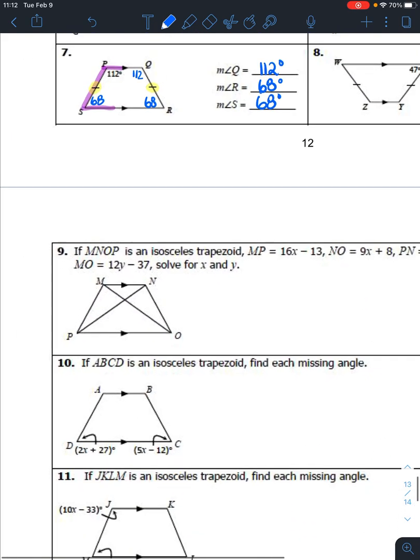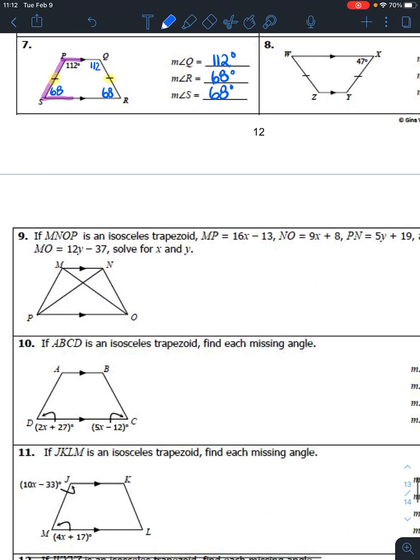So number 9. Number 9 says MNOP is an isosceles trapezoid. As soon as you read that, go in and mark what that means. MP is 16x minus 13. NO is 9x plus 8. PN is 5y plus 19, and MO is 12y minus 37. Solve for x and y.